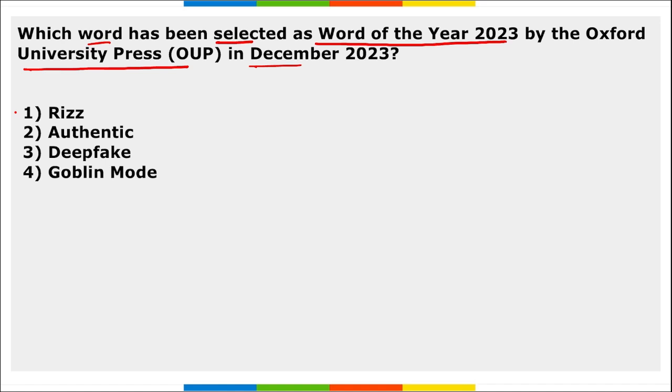Correct? Which word has been selected as the word of the year 2023 by Oxford University Press in December? So Rizz, right? Oxford University Press named Rizz as the word of the year 2023, and basically Rizz is how attractive or charming someone is, or basically defined for a style. Correct? And basically this word is being now used by a younger generation, and so it is trending. So this has been declared as the word of the year 2023.